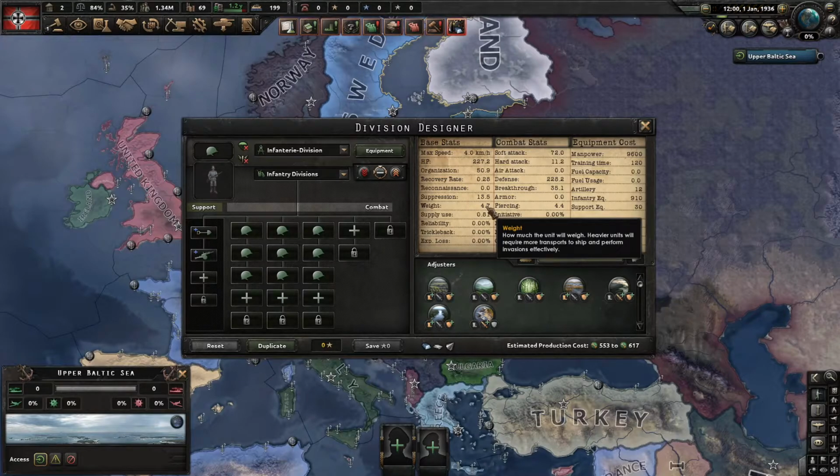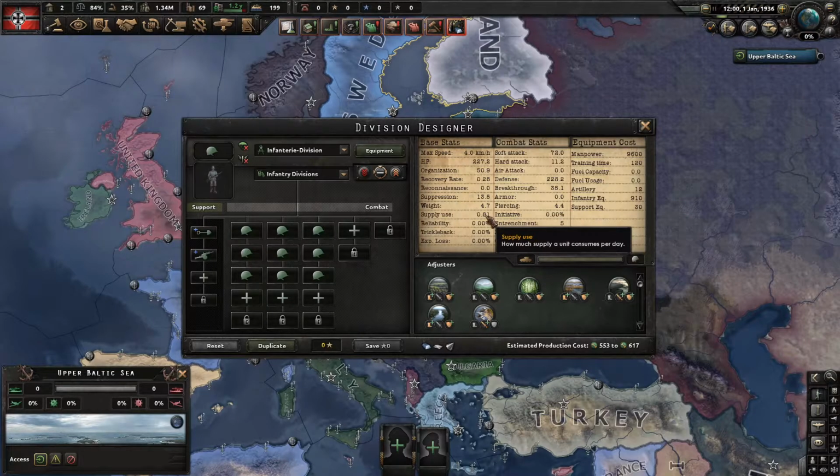So this is a number to keep in mind. For instance, if you want to do a paradrop, you will be needing more planes if the division is heavier than when the division is less heavy. So keep that in mind, especially if you do naval invasions with a lot of tanks, you'll be needing a lot of convoys to ship all those tanks across.